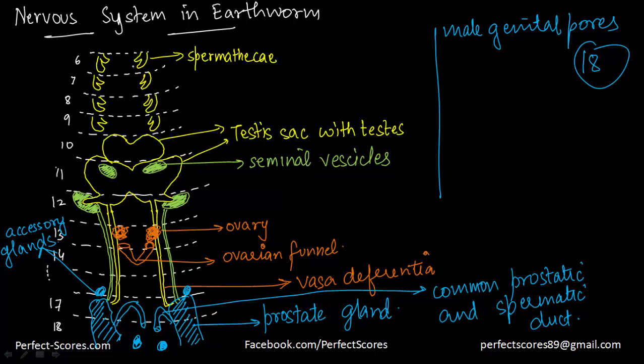And one pair of ovaries is there in the intersegmental septum of the 12th and the 13th segments. Now, the ovarian funnels are present just below the ovaries, and they continue into the oviduct. They join together and they open as a single female genital pore. So single female genital pore, and that is on segment number 14. That is through this ovarian funnel.